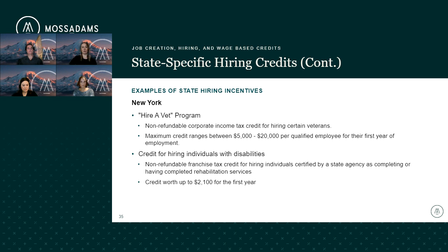And lastly, an example, New York has a program for hiring certain veterans as well as for hiring individuals with disabilities. So depending on different states and the demographic of individuals you're hiring, there could be, in addition to these federal programs, some state level programs as well.